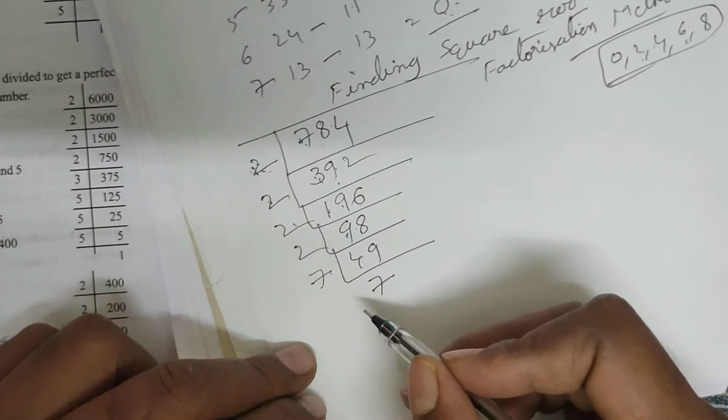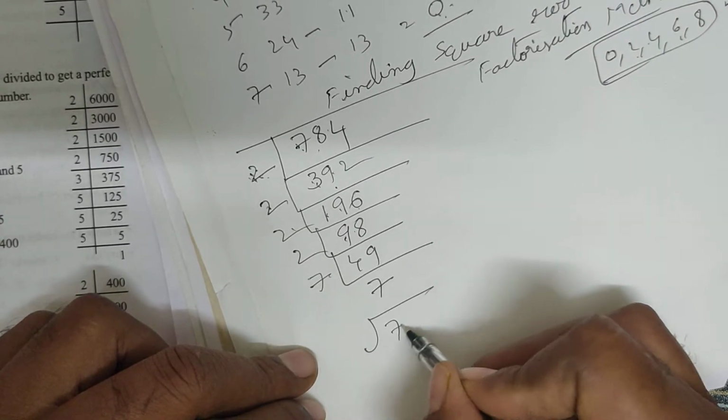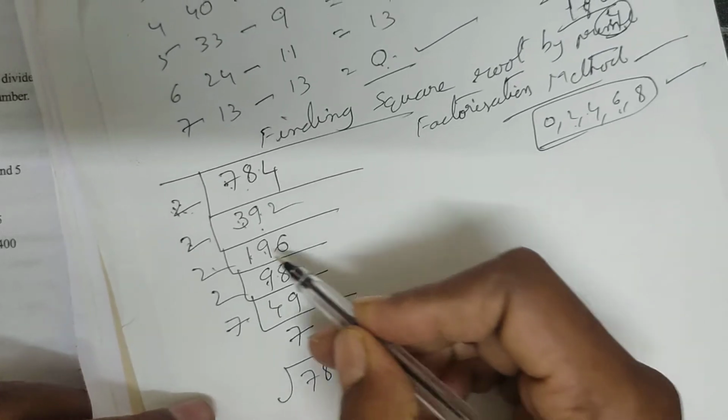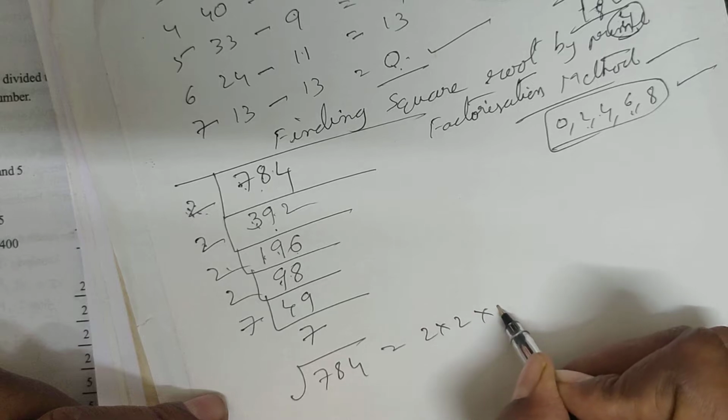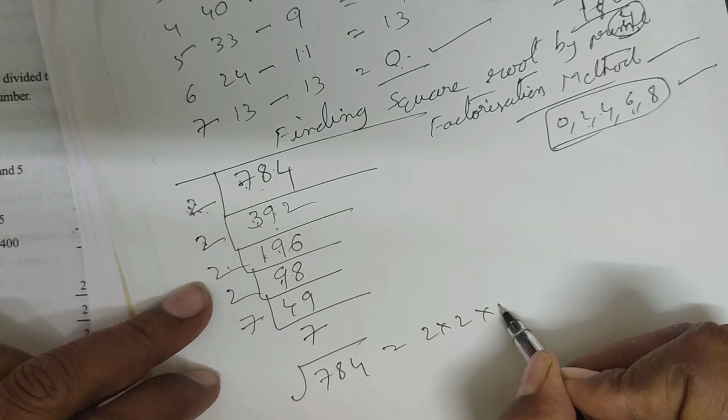So what you have to do to get the square root of 784 is take all the prime factors in pairs. So how many 2s are there?